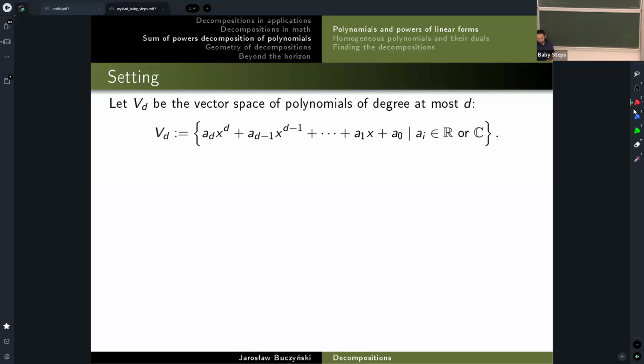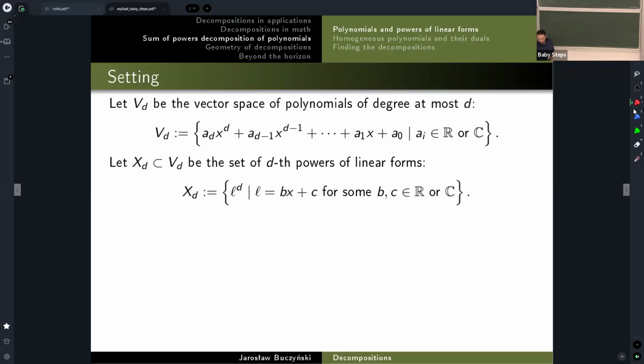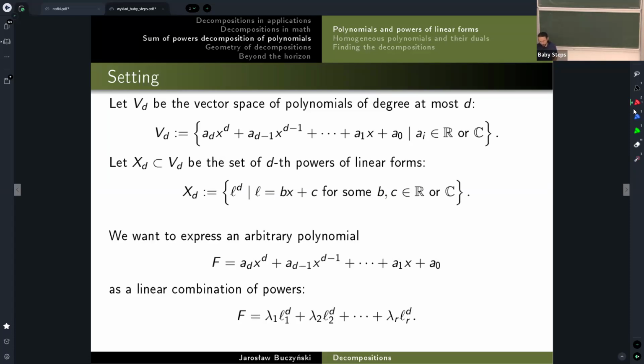So the example is a vector space of polynomials of degree at most d, and we want to present elements of this vector space as sums of powers. So with degree d, we have to use d-th powers of linear forms. Well, okay, this is the simplest version of the problem. Of course, we could try to do it for a higher number of variables like x, y, z, and so on. And I will just do it here for single-variable polynomials. That's not quite true, but well, you will see.